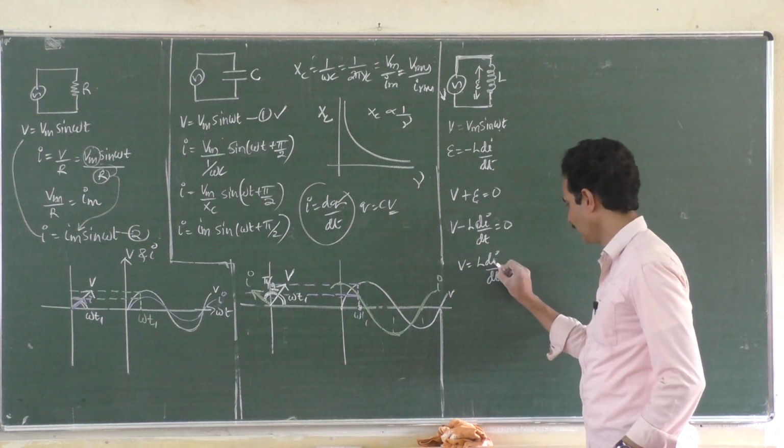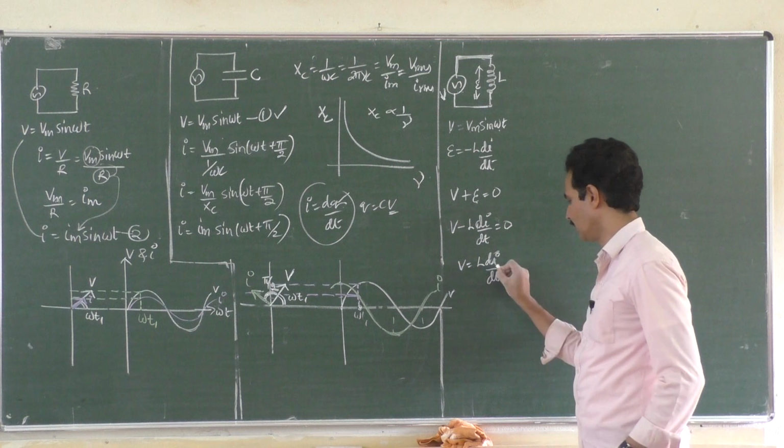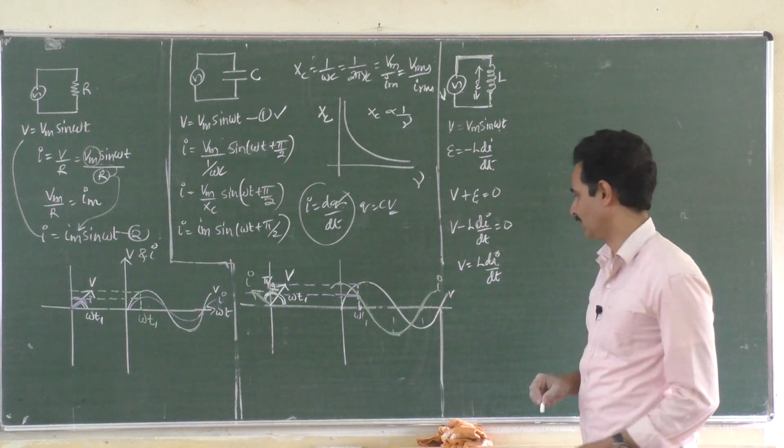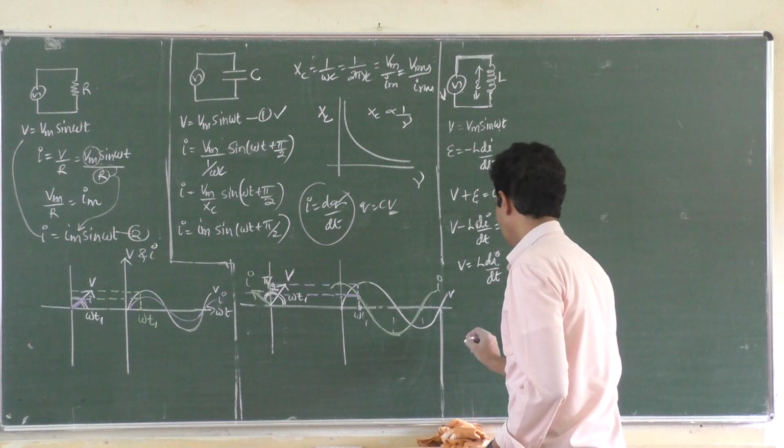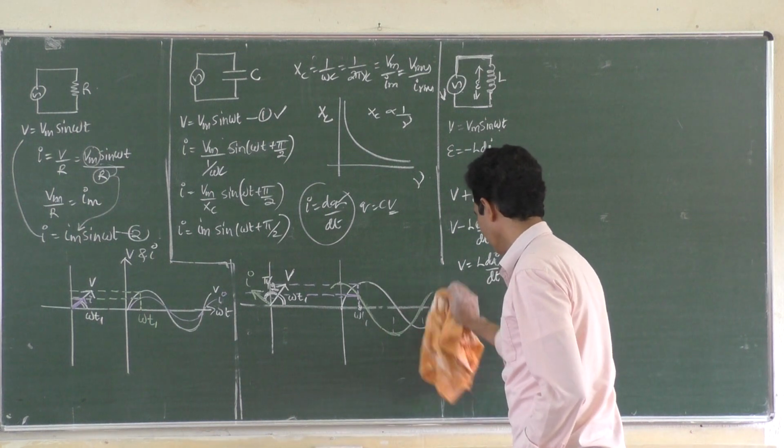Now, did you get current here? If you want to get current, you have to integrate this one. Already it is differentiated, so you have to integrate. Now what is V equal to? Shall I rub this a little bit? Yeah.